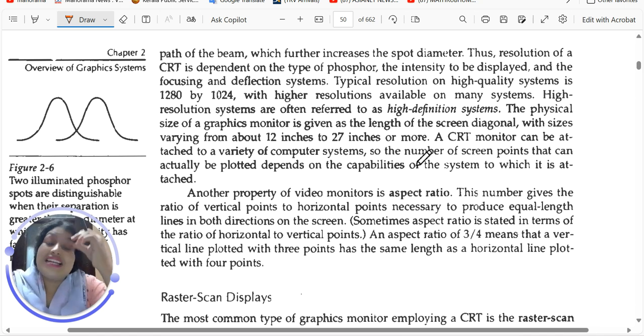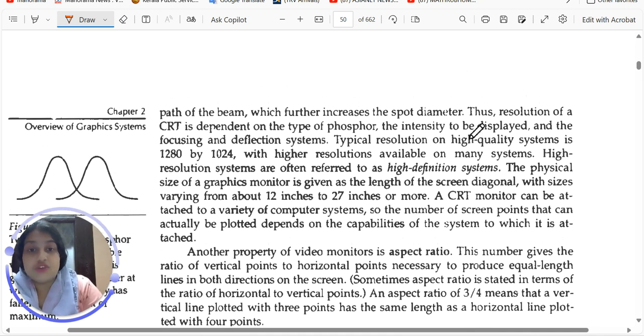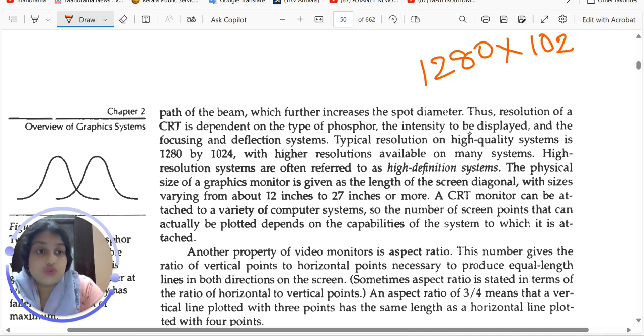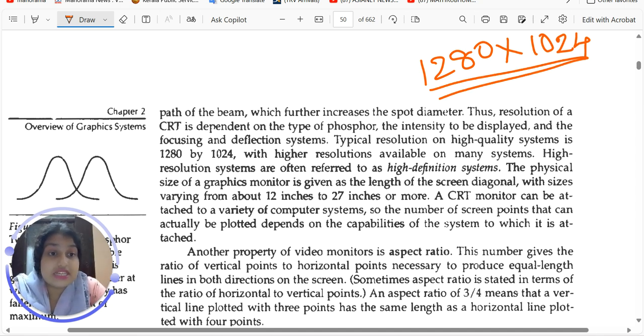Now, the intensity will be displayed and the focusing deflection system. A typical resolution on a high quality system is 1280 by 1024. So this is a typical resolution of a high quality system, with higher resolution available on many systems.